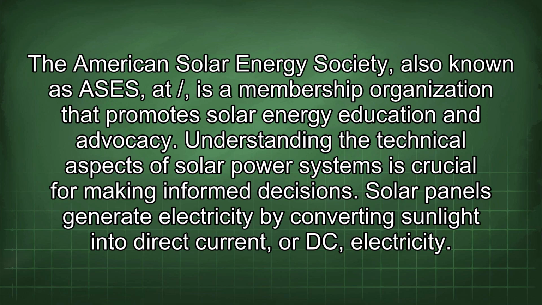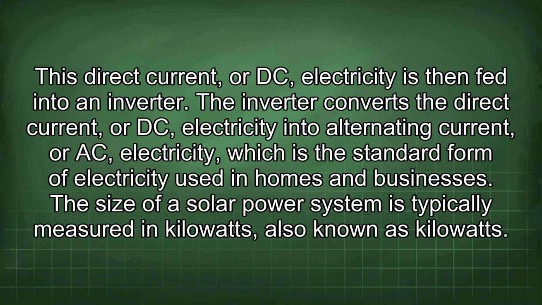Solar panels generate electricity by converting sunlight into direct current, or DC, electricity. This DC electricity is then fed into an inverter. The inverter converts the DC electricity into alternating current, or AC, electricity, which is the standard form of electricity used in homes and businesses.